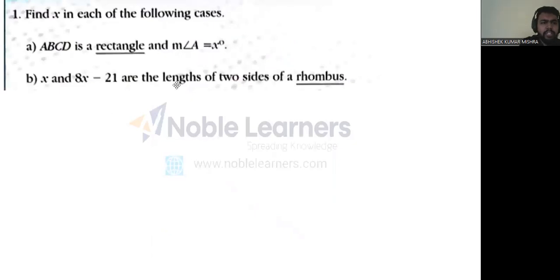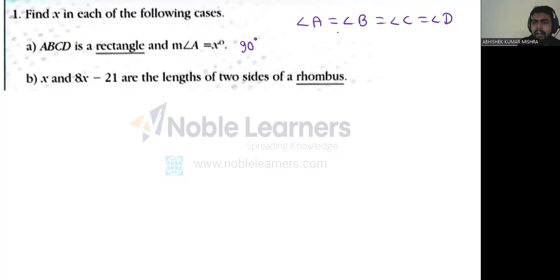Now another question: ABCD is a rectangle. Find the measurement of the angle. We know that in a rectangle, all the angles are equal to each other, and in fact they are equal to 90 degrees. So the value would be 90 degrees. You can calculate like this: you could write angle A is equal to angle B is equal to angle C is equal to angle D. This is the case in a rectangle.